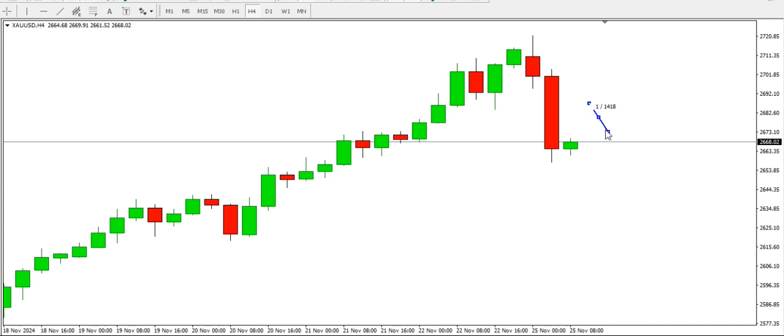But if price is going to drop on the 4-hour time frame, we have some order block levels on the 4-hour time frame where we expect price to drop to.